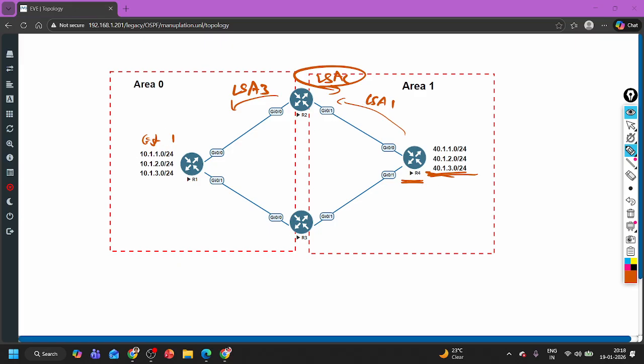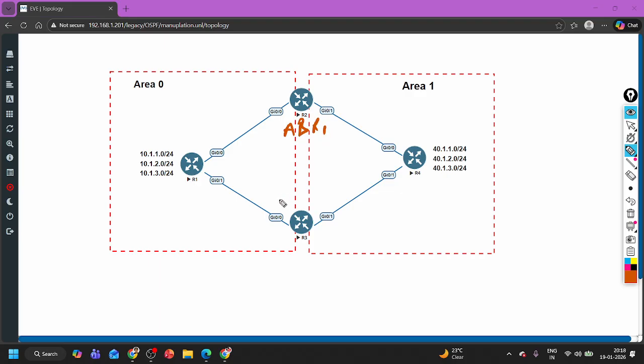Here you need to learn manipulation, right? How to forward traffic through ABR1 or through ABR2, and how to perform load balancing. By default, it is going to perform load balancing only between ABR1 and ABR2. So between two ABRs, how can we manipulate the path?